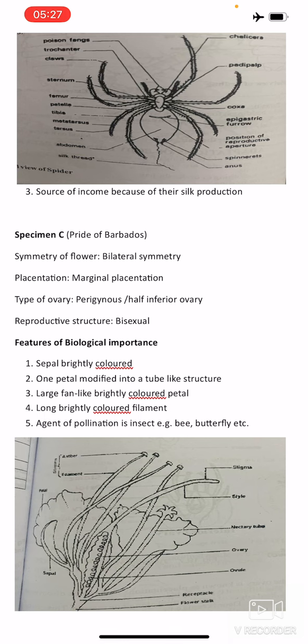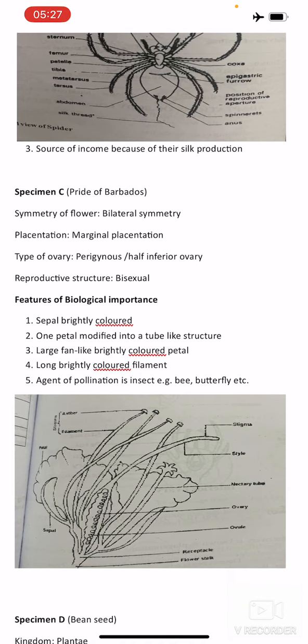Specimen C is the pride of Barbados. That's Caesalpinia pulcherrima. I deliberately did not write the scientific name there because sometimes students are funny. They will just be writing things that don't make any sense. So if they ask you to draw or to identify, you just write pride of Barbados. That one is better. Specimen C, pride of Barbados. Because sometimes they will just be making some mistakes that we don't understand.